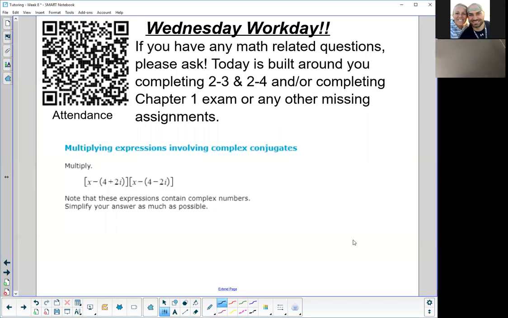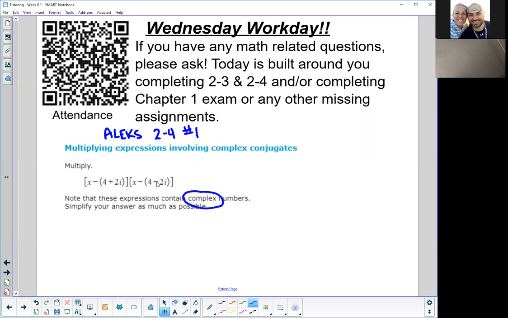All right, we're taking a look at ALEKS, lesson 2.4, number 1. Specifically, it says to multiply, and it gives us these two factors. It says, note this expression contains complex numbers. That's the imaginary. That's what complex is referring to, the imaginary.